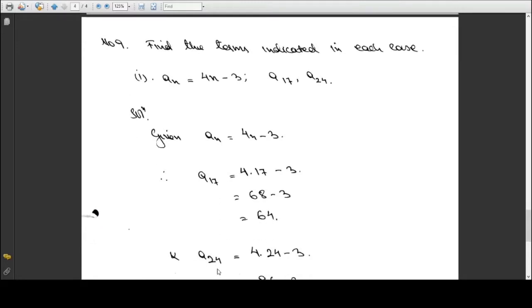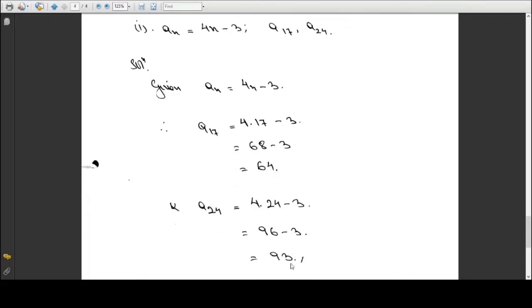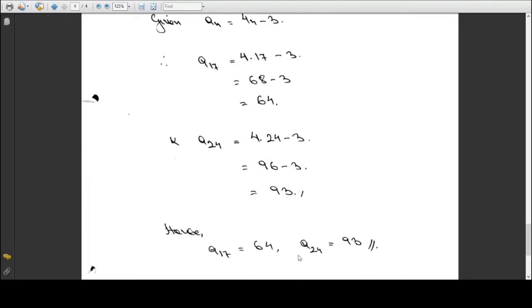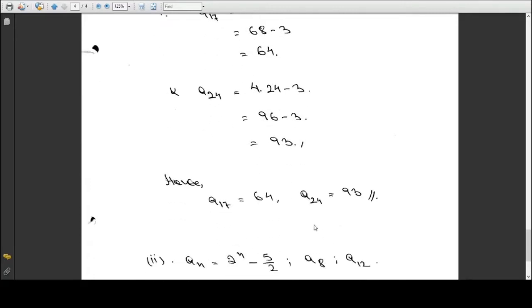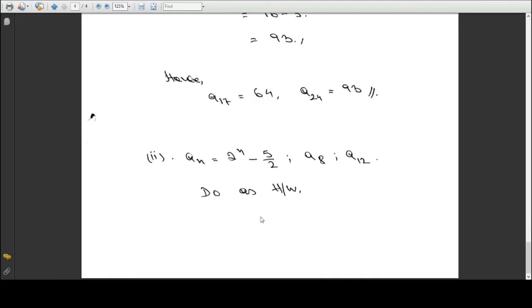And same thing with the 24th term also. You just substitute, instead of n you substitute 24. Instead of this n you put 24, this n you put 24. 4 multiplied by 24 will give us 96, with minus 3, which is 93. Hence the 17th term is 65 and the 24th term is 93. Now number 2, second one, you try to complete this one as homework, and for the time being we'll stop here and continue again in our next class.